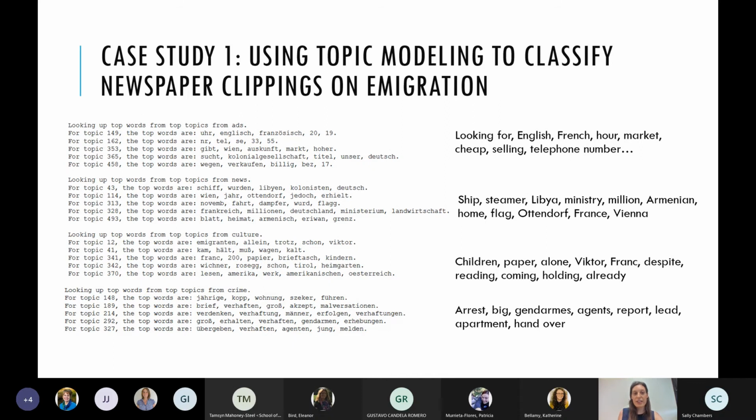Words like English, French, because they were offering language courses for people that wanted to emigrate to English-speaking or French-speaking countries. Market, cheap selling, or telephone number. So you can see these are words that are very well connected to advertisement. The same then with news, the category which I called news. They have ship, steamer, Libya, ministry, million, Armenian, home flag, Ottendorf, which is a place name, France and Vienna.